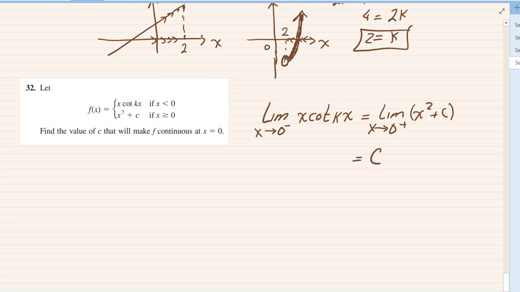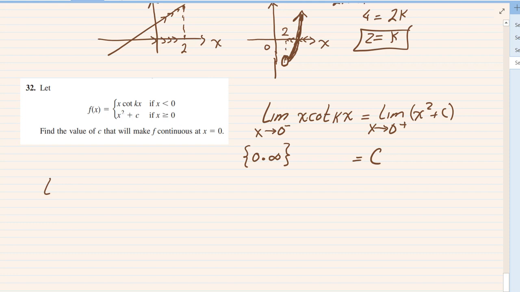Now on the left side, as x approaches 0, what are we going to get? Let's see, if I plug in, I get 0 times k times 0 is 0. Cotangent of 0 is infinity. This is interesting. So we have 0 times infinity. This is actually an indeterminate form. So I'm not going to say the answer is 0. That means we've got to work this out.